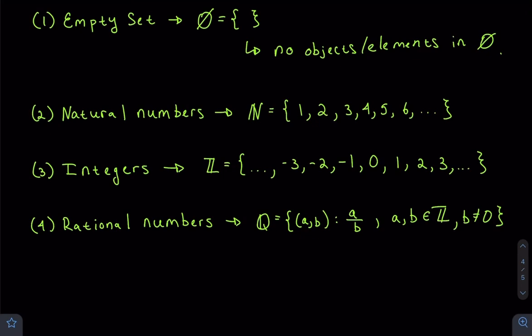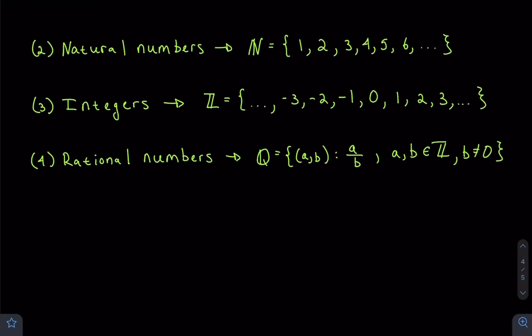Okay, so what kind of elements are in the rational number set? Well, pick any two integers in the integer set. Let's say the number 2 for a and the number 3 for b. So if I pick the ordered pair (2, 3), where 2 is my a and 3 is my b, then I know the element 2 over 3 is going to be an element of the rational numbers.